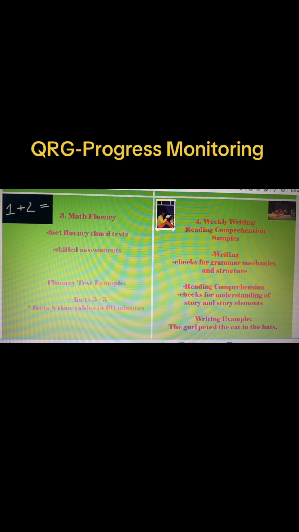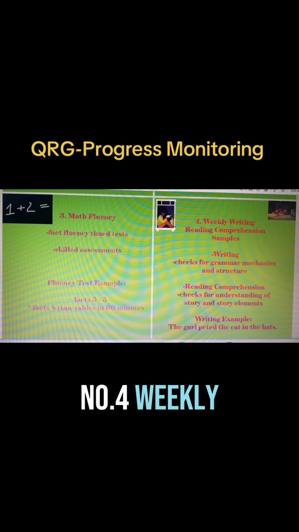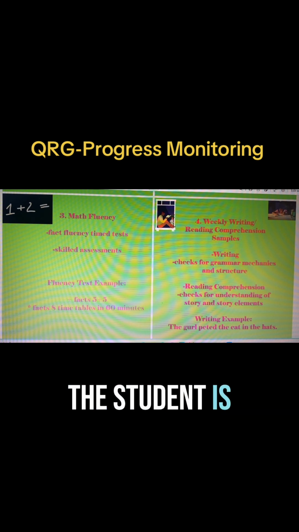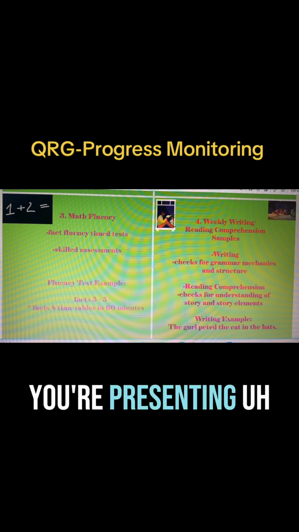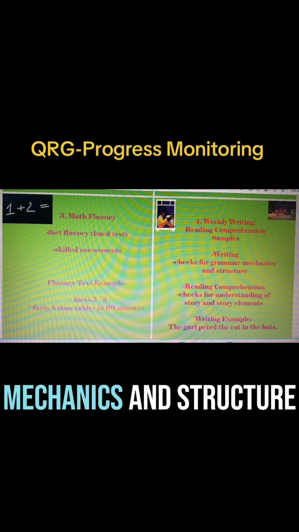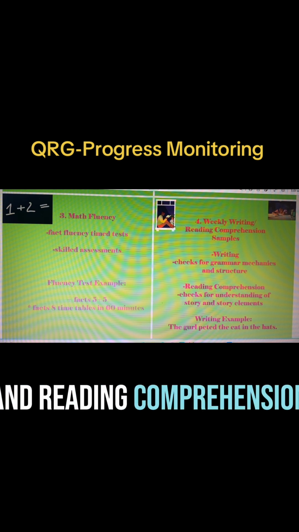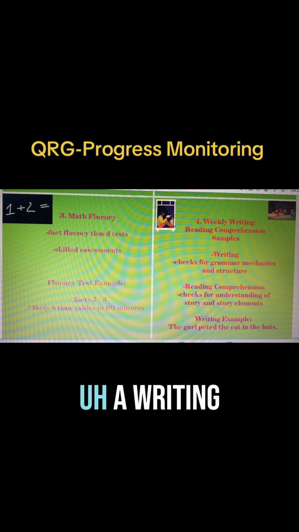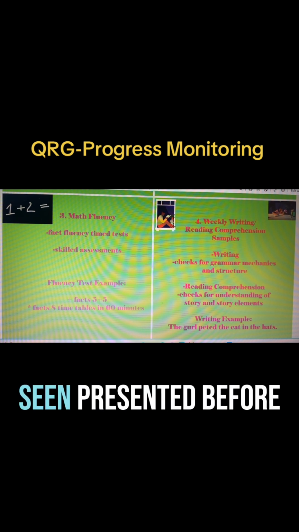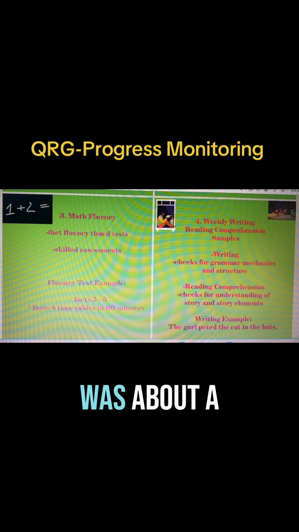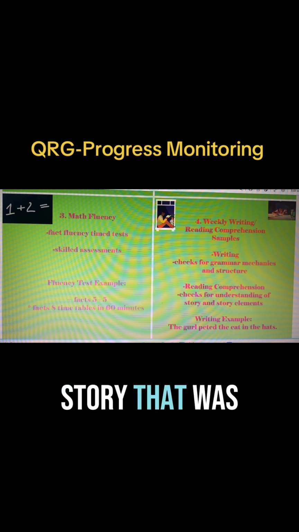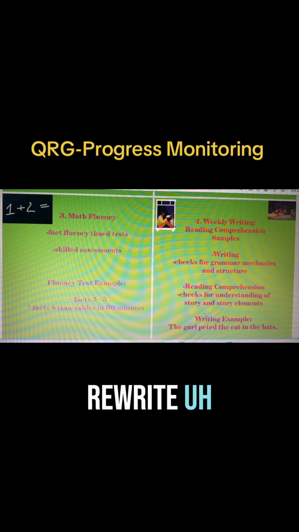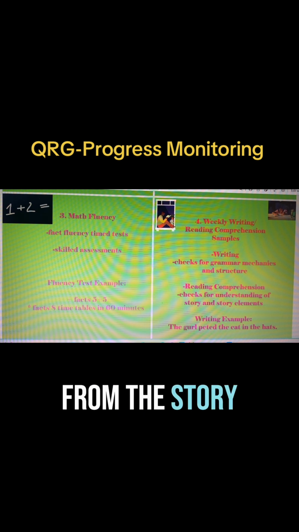Number 4, weekly writing or reading comprehension samples depending on what the student is struggling with and you're presenting. Writing checks for grammar, mechanics, and structure, and reading comprehension checks for understanding of story and story elements and other things. A writing example that I've seen presented before was about a story that was being read, and the student had to rewrite what they understood from the story.